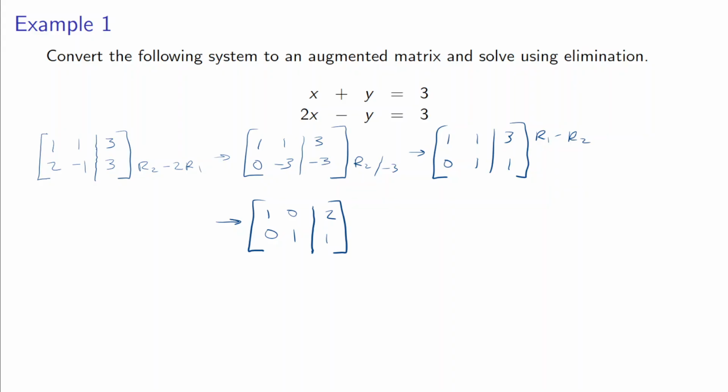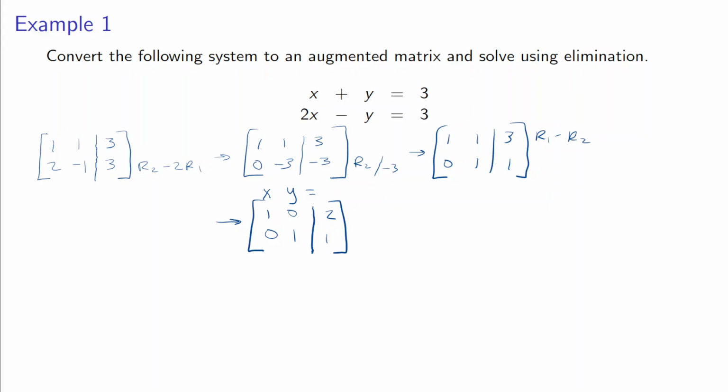At this point, we want to just be able to go back and read off the solution to our system. And so I'll remind you that this first column represents the coefficients of the variable x in our system, and the second column represents the coefficients of the variable y. This vertical line is representing our equal sign.